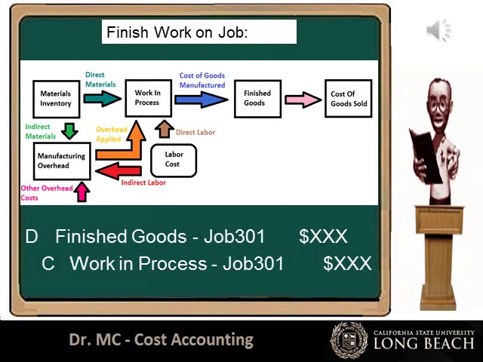When we finish a job, we transfer the cost of that job from work in process to finished goods, as is indicated by the blue arrow. We debit the asset that we are increasing, which is finished goods, and we credit the asset that we are decreasing, which is work in process.